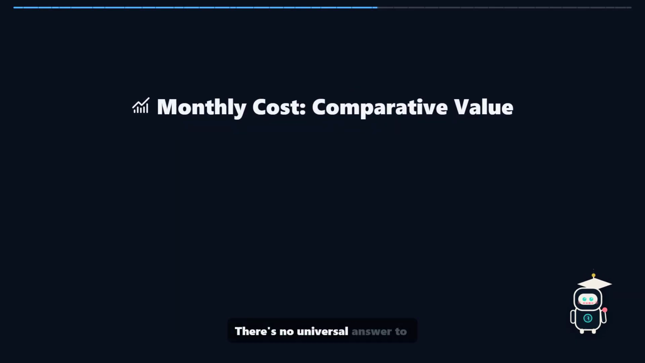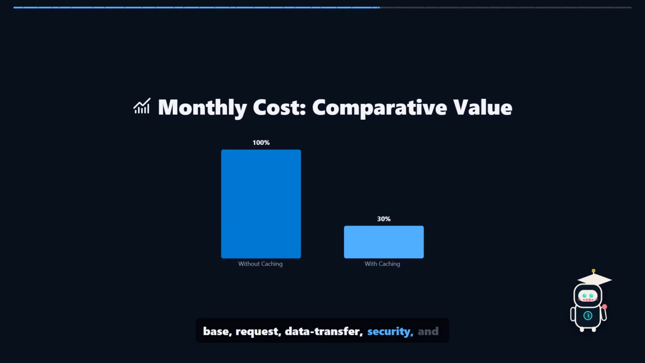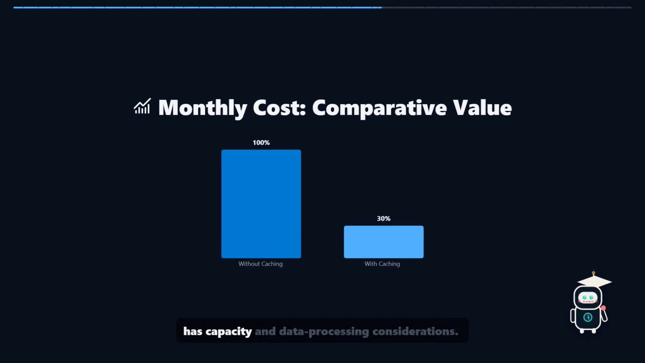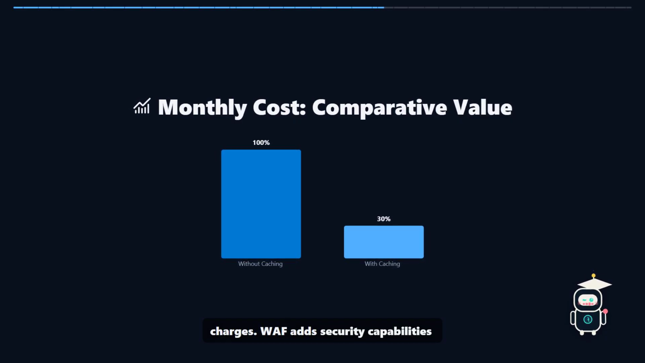There's no universal answer to which architecture costs less. Azure Front Door has its own base, request, data transfer, security, and feature-related pricing depending on the tier and configuration. Application Gateway has capacity and data processing considerations. Private connectivity can introduce additional charges. WAF adds security capabilities and associated cost.